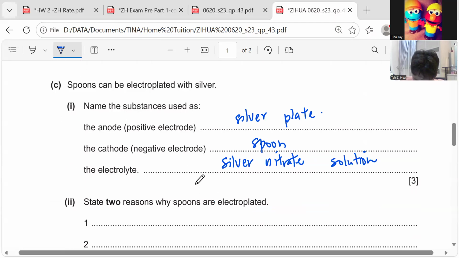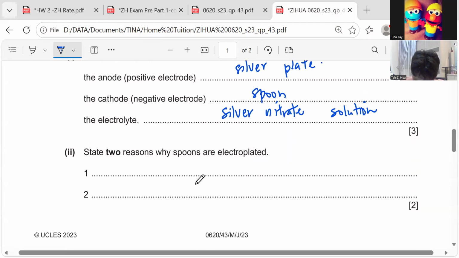Okay. Why do you electroplate the spoons? To make it look better, so enhance appearance. And another one is to prevent corrosion or rusting. Okay, correct.